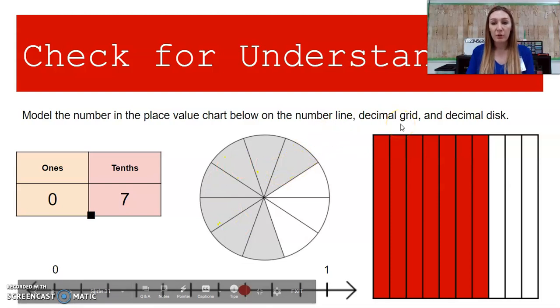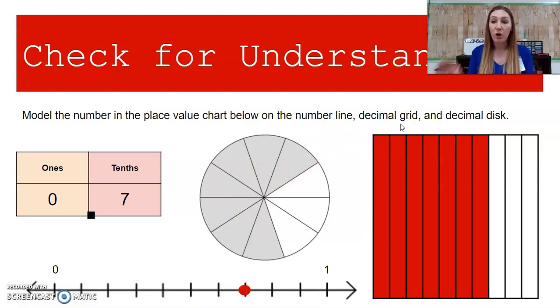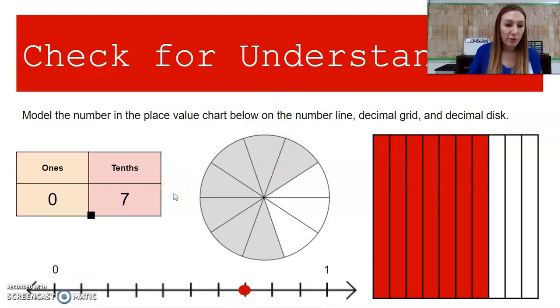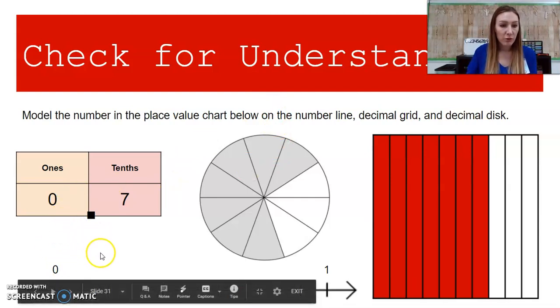In our decimal grid, it's the same thing. Our whole is broken into 10 parts. We have 7 in our tenths place, so we're going to color in 1, 2, 3, 4, 5, 6, 7 tenths. And lastly, for our number line, we're going to count over 1, 2, 3, 4, 5, 6, 7 tenths on our number line.